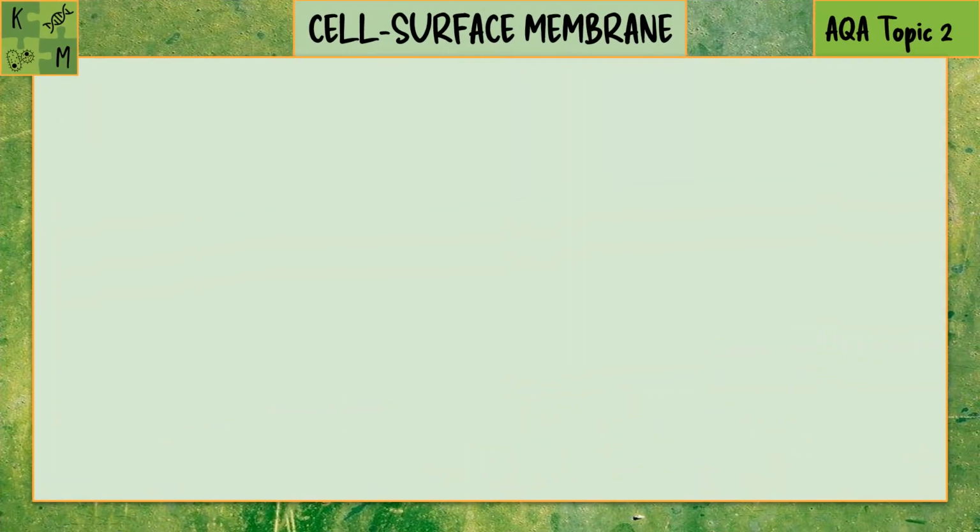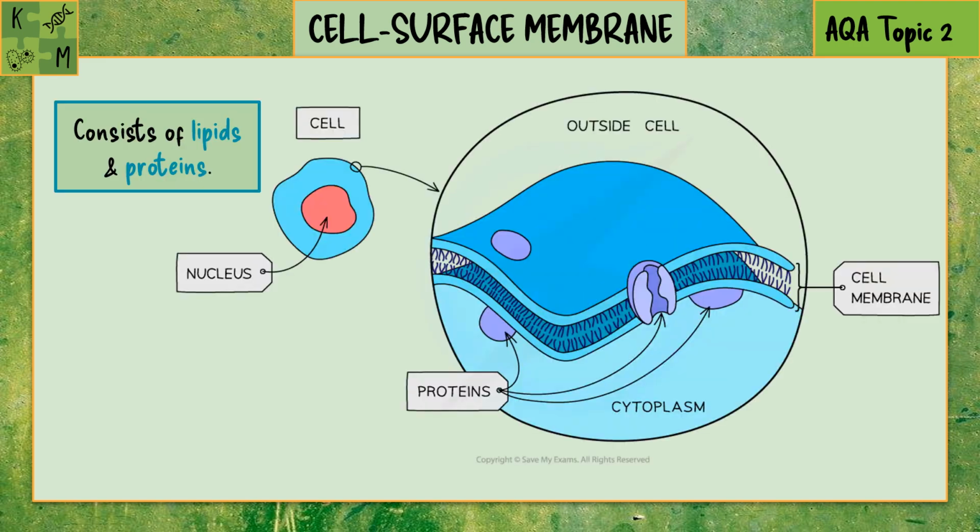The first organelle we'll look at is the cell surface membrane, as this is an organelle that is present in all cells. So the cell surface membrane distinguishes the cell from the outside of the cell. So for example, viruses are not made of cells, so they don't have a cell surface membrane. It's made of lipids and proteins, and in fact the main component is a phospholipid bilayer, and proteins are embedded within this.